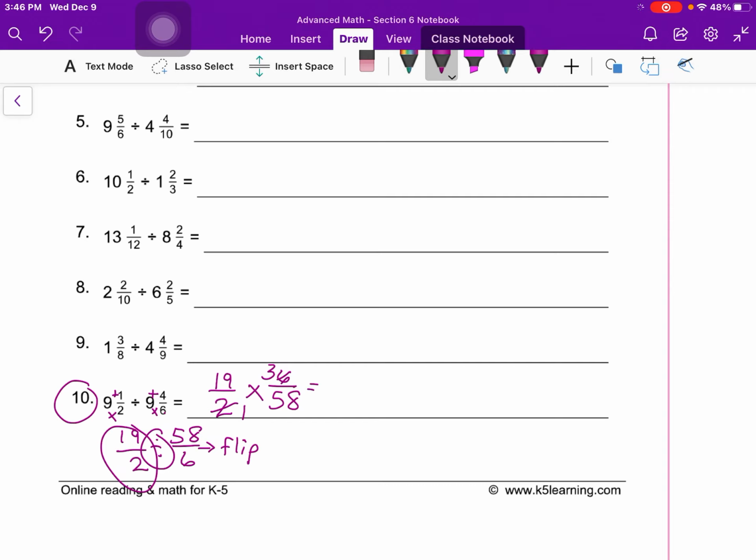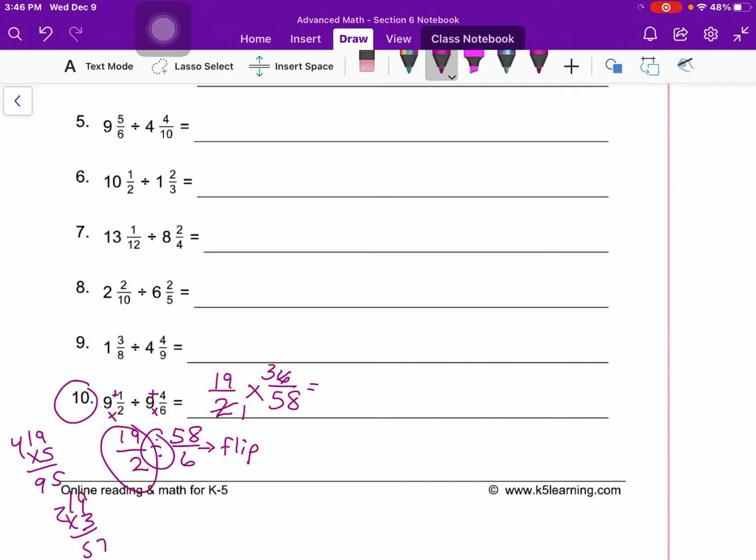And then, let's see, does 19 go into 58? 19 times, let's see. I don't really think that it maybe does. 19 times 5. 19 times 3. Nope, 19 times 3 gives us 57, so we can't simplify anywhere there. So I think we're stuck with these numbers.